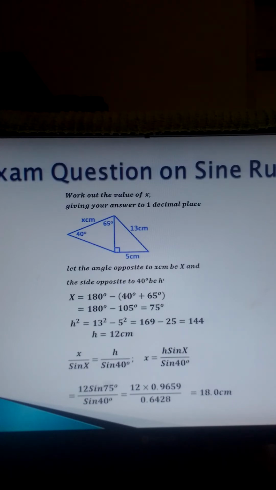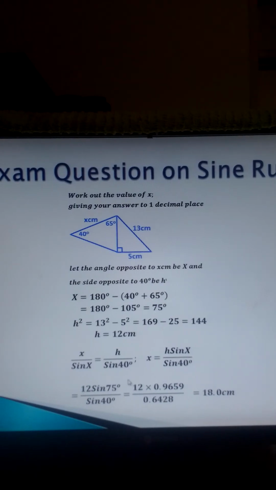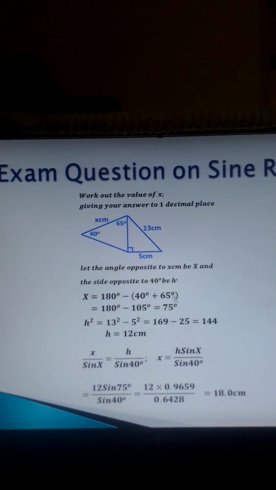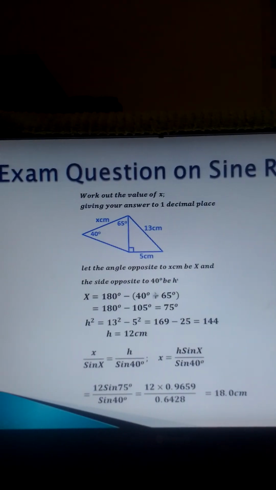Alright. Times the sine of 75, because x is 75 degrees, divided by the sine of 40 degrees. We can check from tables or the calculator, and we find that sine of 75 is 0.9659, and the sine of 40 degrees is 0.6428. So we can evaluate this, and we get 18.0 centimeters, to 1 decimal place. That's how we can apply that knowledge about the sine rule to solve for this triangle.